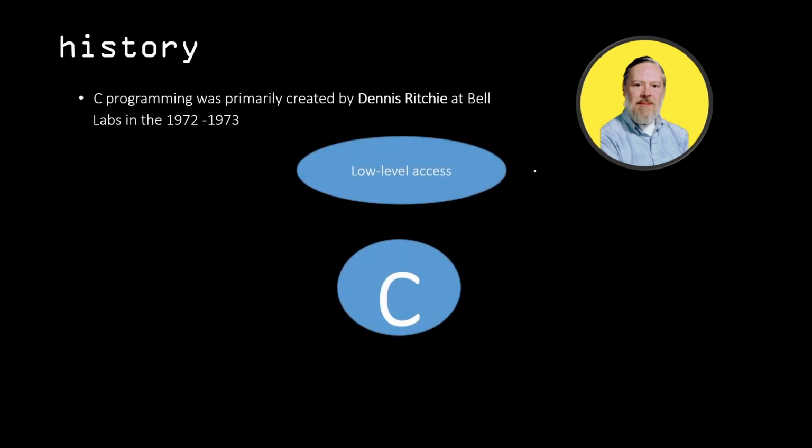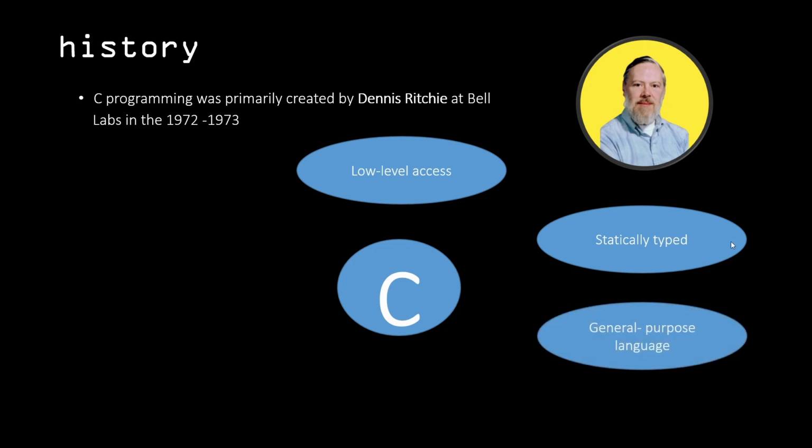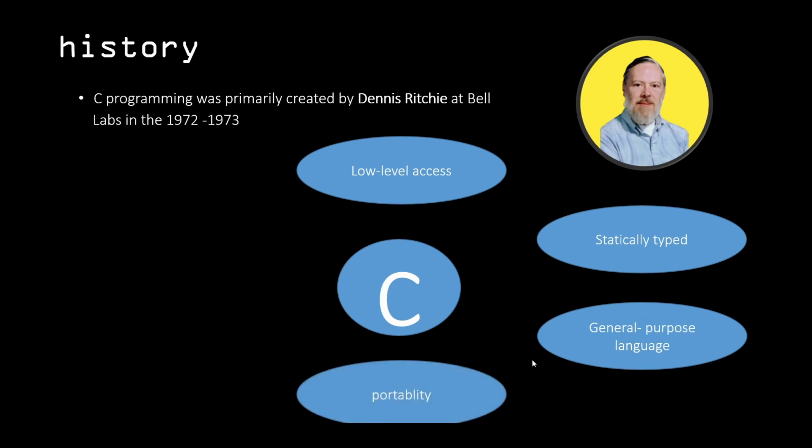It had low level access, which was quite useful to provide direct access to the hardware and memory. It was a statically typed language, meaning that variables and data types are declared upfront and checked by the compiler to avoid runtime errors. It was a general purpose language, meaning it was used for various applications, to build operating systems or complex systems which required low level programming skill. And it was quite portable, meaning we can use C programming on various platforms with minimal changes.